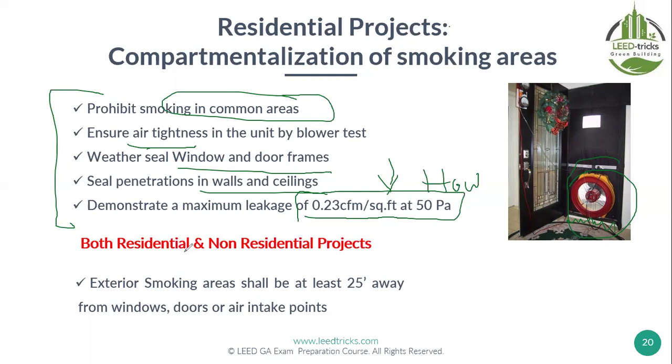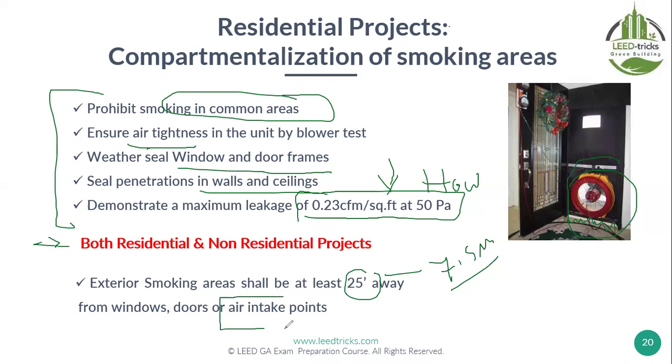For both residential and non-residential, exterior smoking areas shall be 25 feet, meaning 7.5 meters, from the entrance, like what I said before, from windows or doors or air intakes. Not only from the door. Why from the door? Because the door is the area where the air comes inside your building. The window is also an area where air comes in. So I need to be at least 7.5 meters or 25 feet far from these openings.